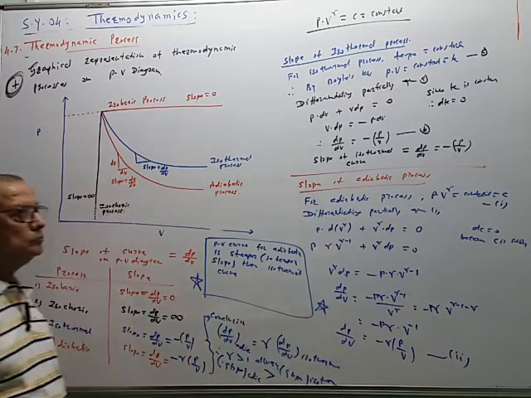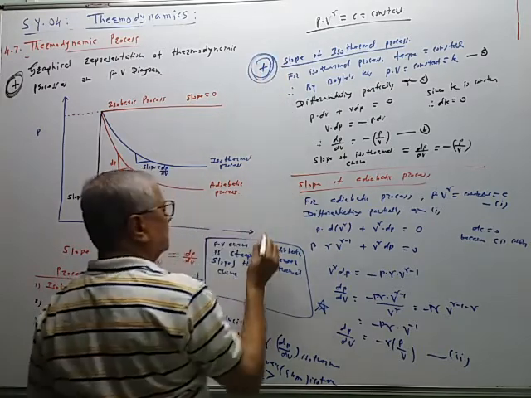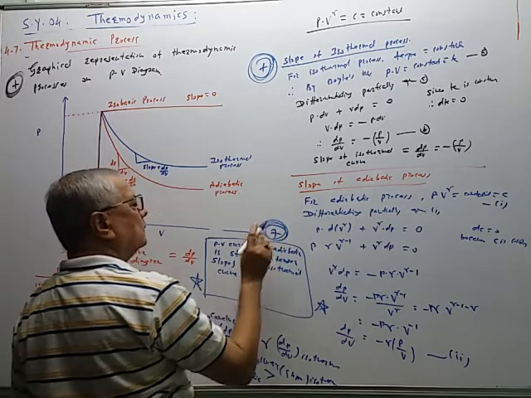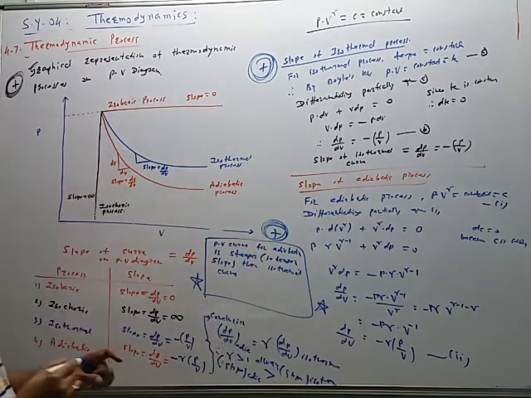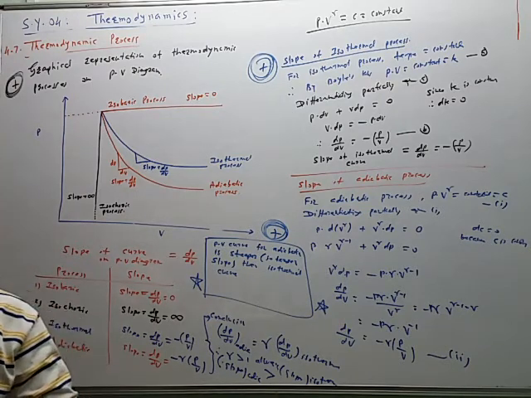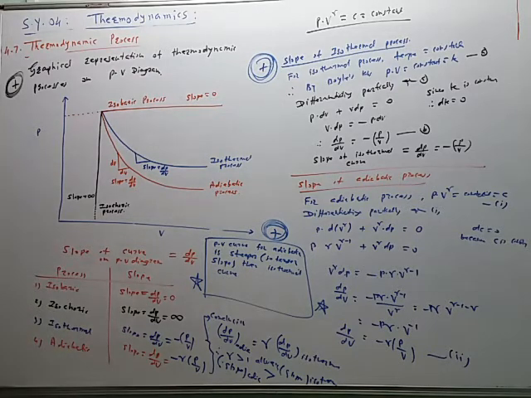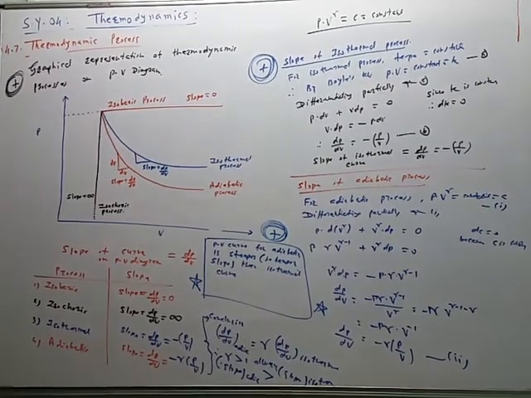So we have to add this part. This part is not given in our board books, but for MCQ purposes we will require it. So this is about the four types of processes: isothermal, isobaric, then adiabatic, isochoric. So these are the four types of processes that we have studied.